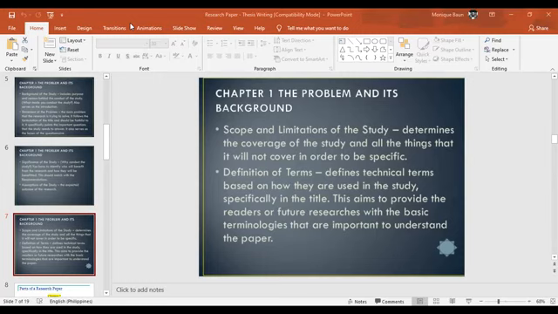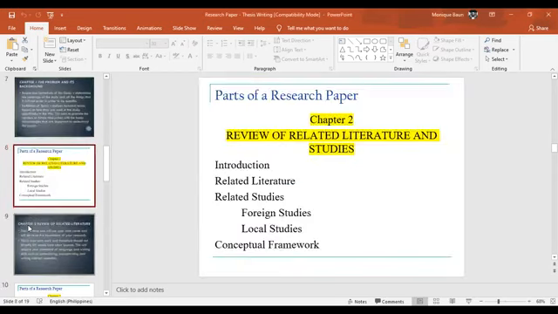For definition of terms, we have two types of meaning. The first one is the original meaning that we can find in the dictionary. The next one is the technical terms, which is how we use the term in our study. So that is chapter 1. Next, let's proceed to chapter 2.